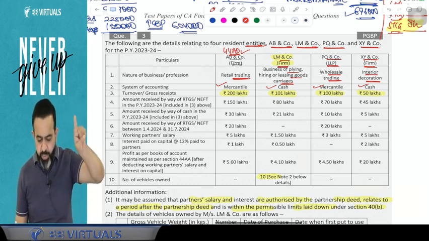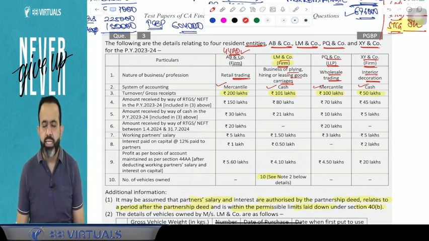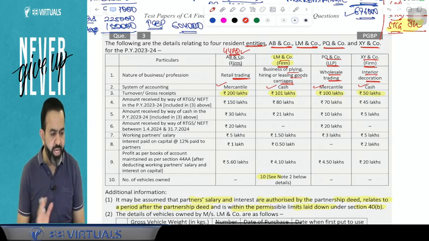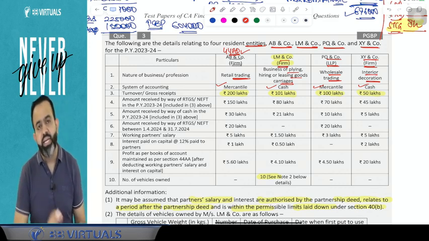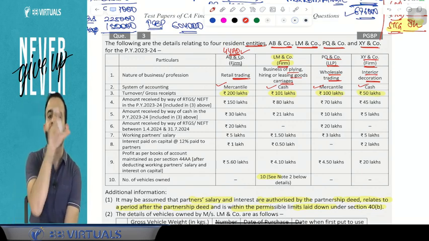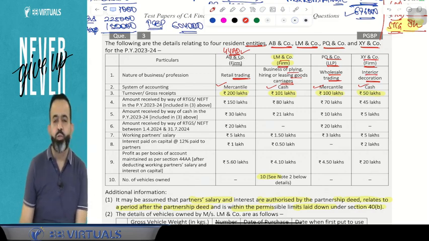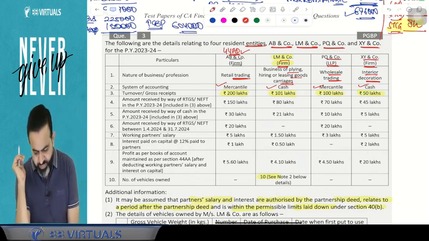Now second is LM and company, a firm into plying, hiring and leasing goods carriages. Guys, this partnership firm is into the plying, hiring and leasing of goods carriages. Can I say that when they are into plying, hiring and leasing of goods carriages, they can opt for section 44AE? Section 44AE is possible here.